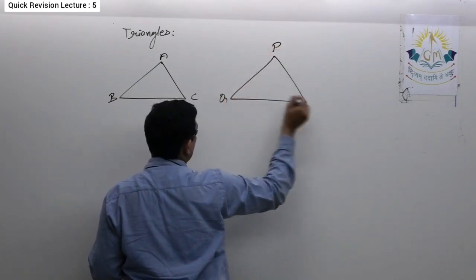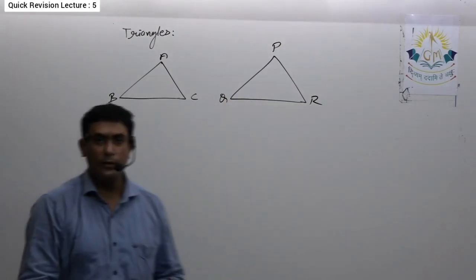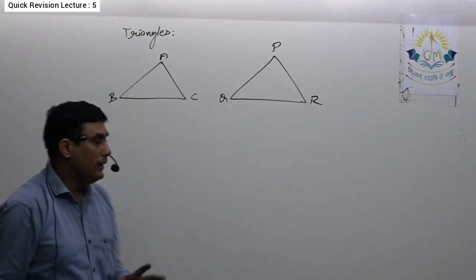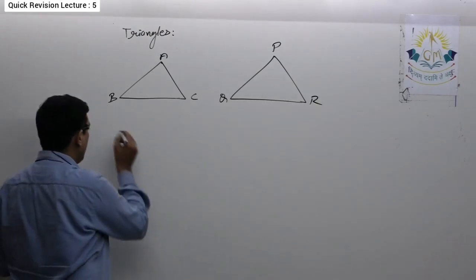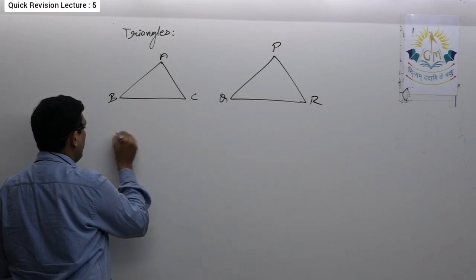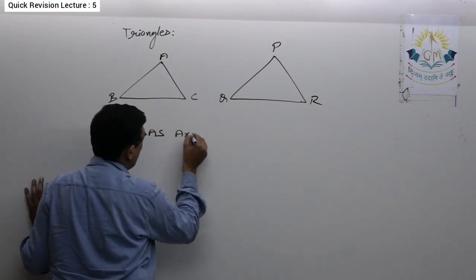In short, we can say all their three corresponding sides are equal as well as their corresponding angles are equal. So now there are some congruency criteria. Let us see them one by one. The first one is the side angle side axiom. This is actually an axiom.